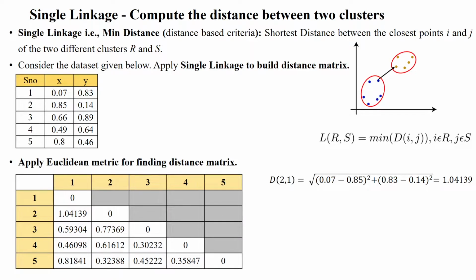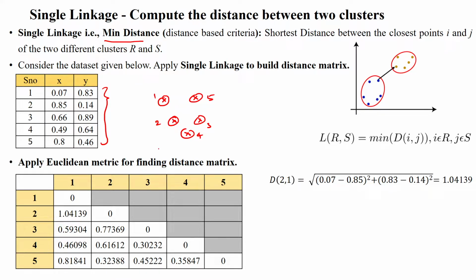Hi, welcome to single linkage. To compute the distance between two clusters, single linkage is used to calculate the minimum distance between different clusters. Here we are making five individual data points, so each one is working as a different cluster. So we have five clusters here: one, two, three, four, and five.